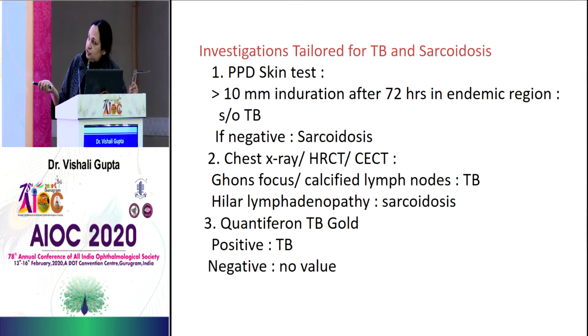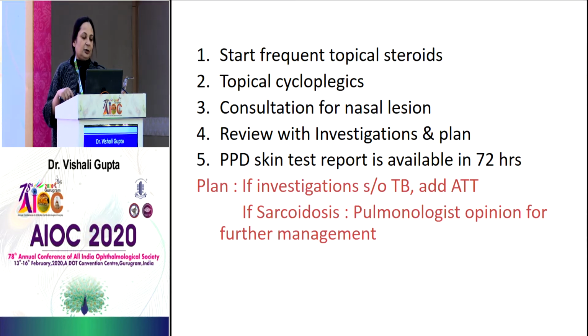You could order chest imaging and be very careful, because on chest imaging, you are not looking for cavitary lesions. No, you are not going to go to the pulmonologist or to the radiologist and say, X-ray is normal or there is no evidence of TB. You are looking for exposure to TB, which is a Ghon focus, some calcified nodes somewhere. But if there is a significant hilar lymphadenopathy, I'm thinking of sarcoidosis. Quantiferon TB Gold, I will not even order now.